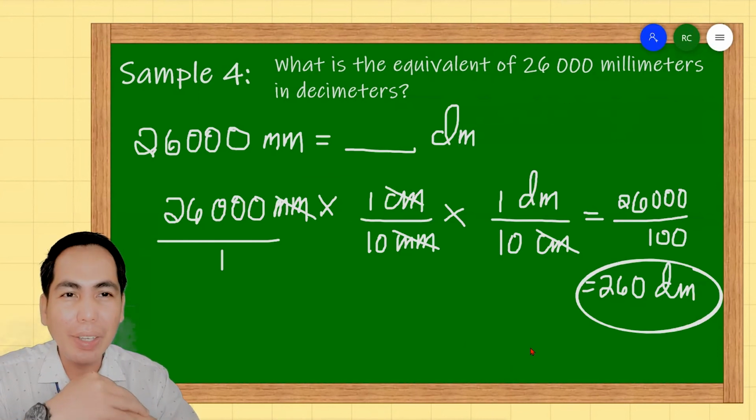So there you have it. How to convert units of measure for length in the English system and in the metric system.